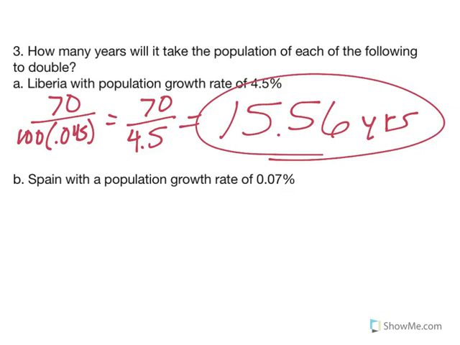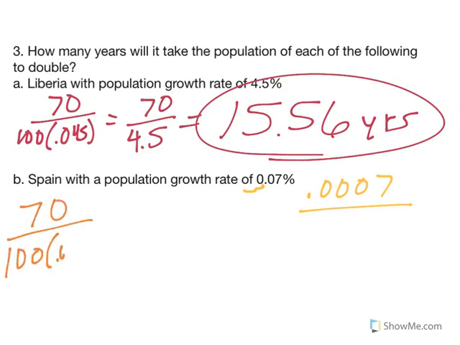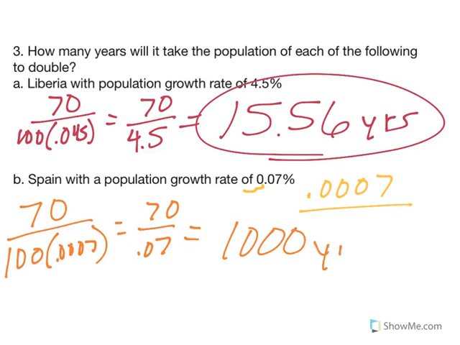So, okay, let's go ahead and look at part B, which is Spain. Now, 0.07, if I move that 2 places to the left, this is 0.0007 as a decimal. So when I go to do my 70 divided by 100 times 0.0007 gives me 70 over 0.07, which comes up to be 1,000 years.